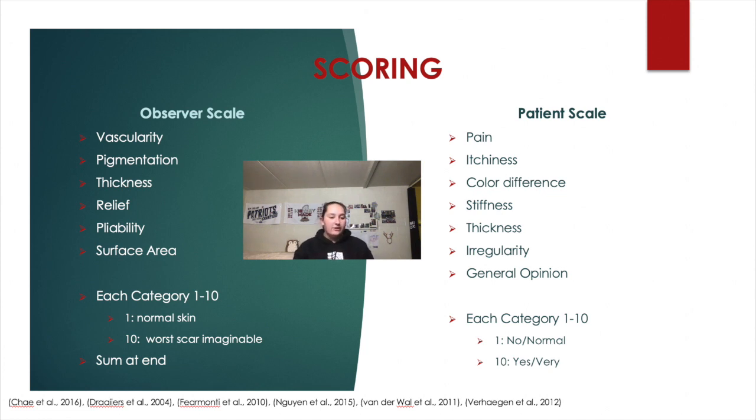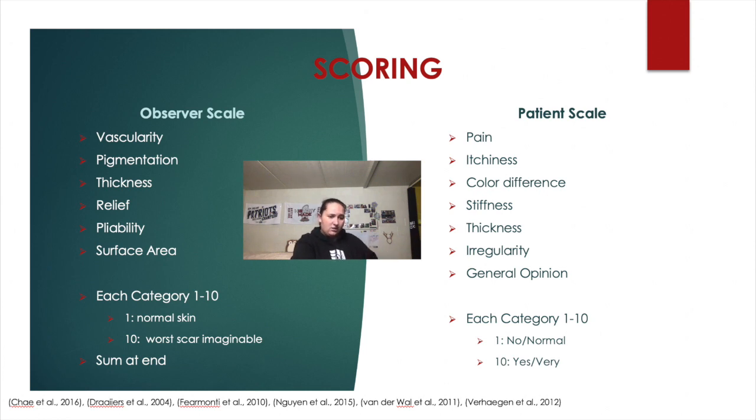And then surface area, they do the whole surface area of the scar in relation to the original wound area, which I guess can be interesting to assess if you didn't see the original wound area. So that's all on the observer scale.